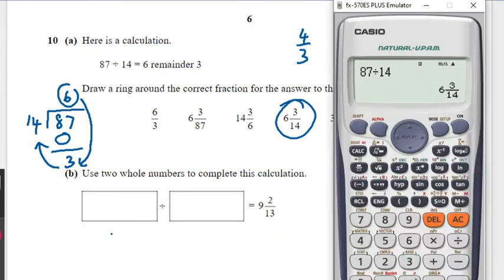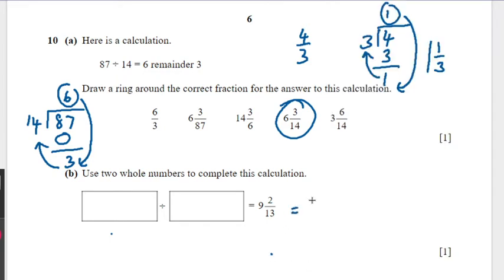So when we convert that one to an improper fraction, we first multiply 9 times 13, and then add 2 to the answer. So 9 times 13 is 117, then you add 2, so you will get 119. So this is actually 119 over 13.